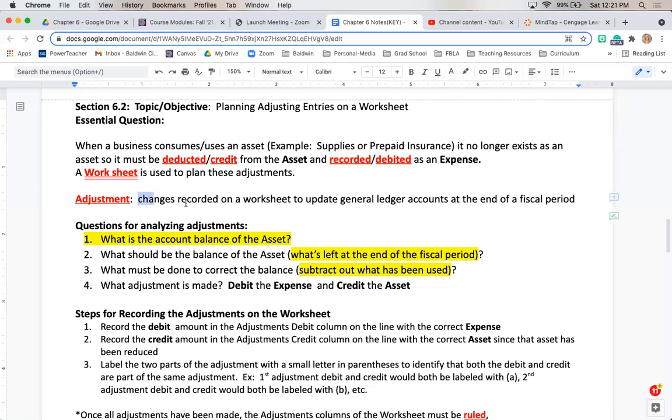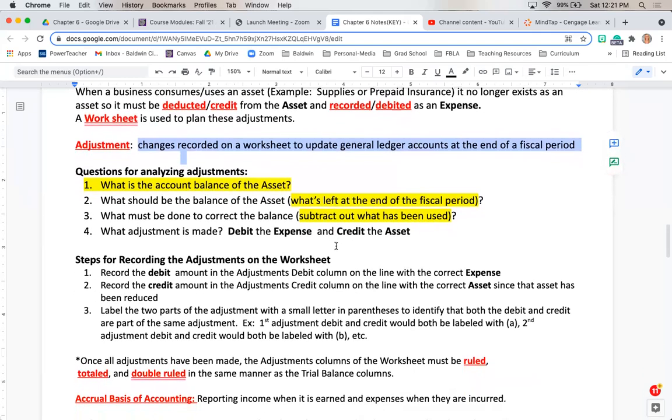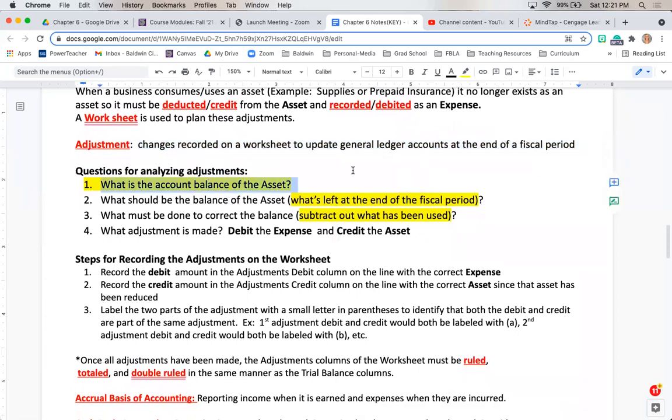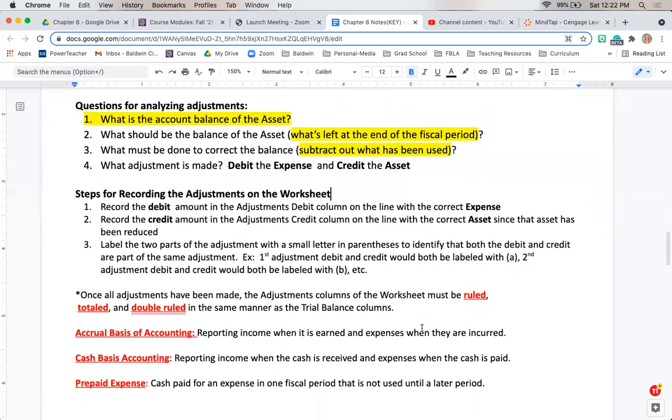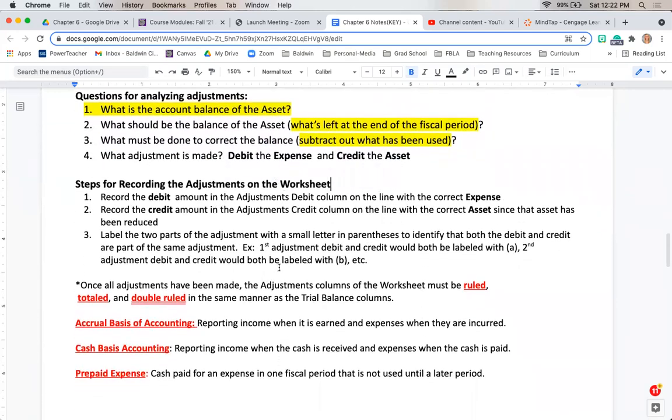So the definition of an adjustment is just any change recorded on a worksheet to update that ledger account. When we are doing an adjustment, the first thing we have to decide is what is the account balance of the asset, and then what should be the balance of the asset, meaning what is left, what have we used and what is remaining. Then what is going to be done to correct that? So how do we subtract out what we use and post that to an expense account? Once we figure out those numbers, then a debit to an expense account is made and a credit to the asset account is made. So those are the steps for recording an adjustment on a worksheet. Please read through them.